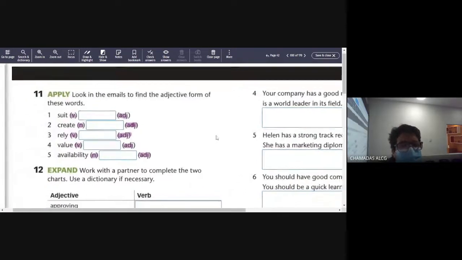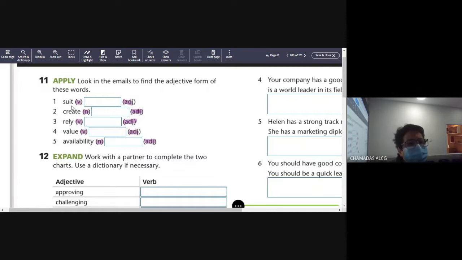So let's try to do this one. Here I have the verb. So to make an adjective, I have to add, right? So how can we do this? Suitable. All right. Something suitable is something appropriate, something that fits in, okay?